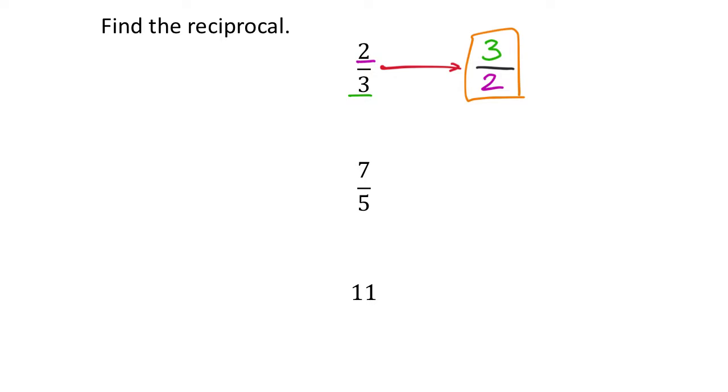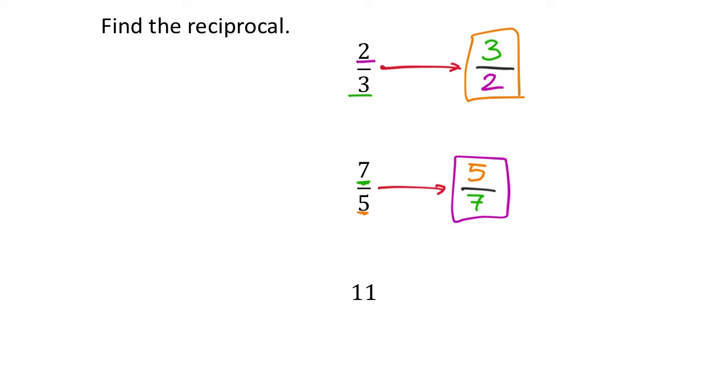And then I have 7 over 5. Again, I'll show an arrow to show that I'm reciprocating this. Here's my fraction line. So the 7 in the numerator will now switch to the denominator, and the 5 in the denominator will switch to the numerator. There you go. That is 5/7, the reciprocal of 7/5.